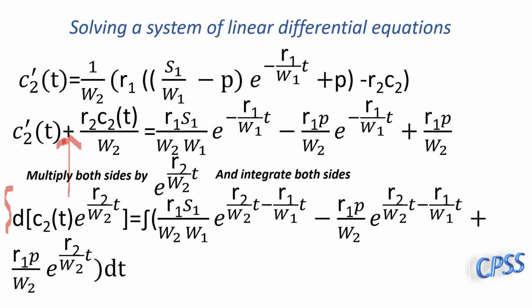Once you deal with these constants, this integral is pretty straightforward. It's just e to the at, whose integral is 1 over a times e to the at, or something like that. Simple integral. So once you get that, you can solve both sides. You can divide that exponential out and solve for C2(t). So that's what I did here in the next one.